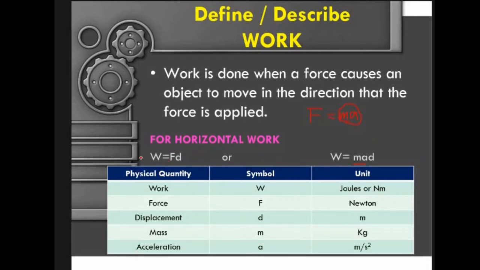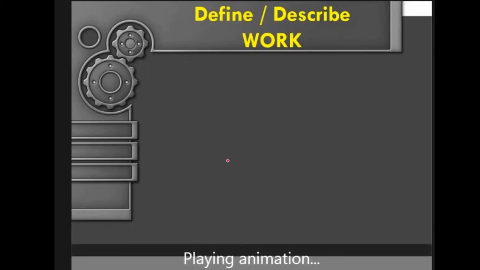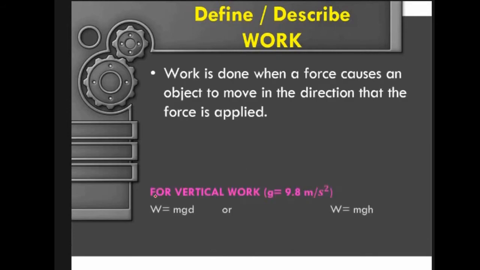Here are the physical quantities, their symbols, and their units. So you have to familiarize yourself with this. You have to remember that you're going to use this formula if it's horizontal, meaning it's from west to east or east to west, like the x-axis. Because there is also a formula for vertical. So we have this: mass times gravitational acceleration. You already know this one, the g, which is 9.8 meters per second squared. And in what direction? It always points downward.